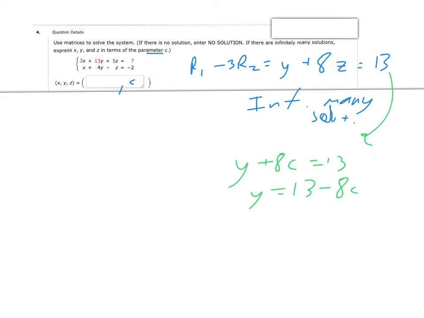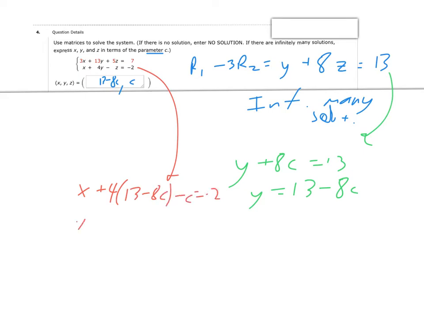Okay, so then that's going to go right there, 13 minus 8c. And now I'm going to need to plug both of those into either one of the original equations to find x. So for that, I'll use that second equation there. So I get x plus 4, and then instead of y, I'm going to put 13 minus 8c, and then minus c equals negative 2.